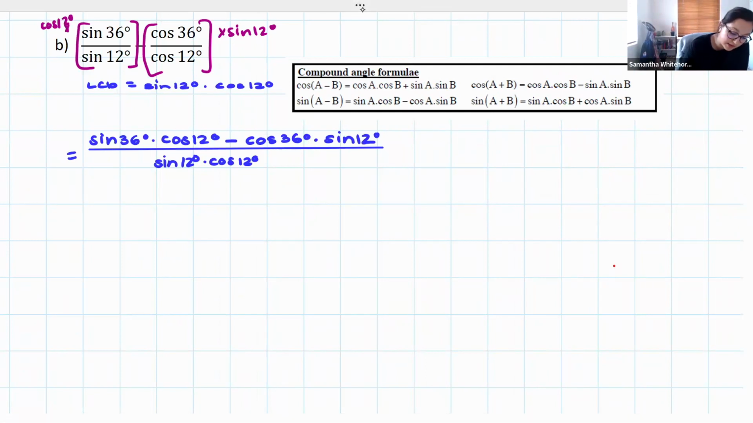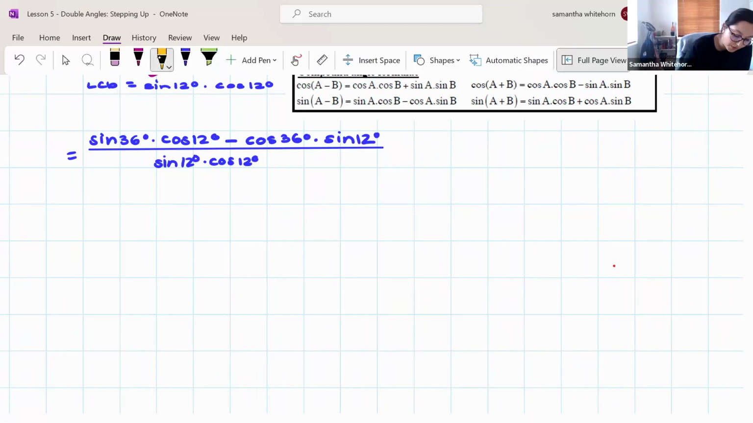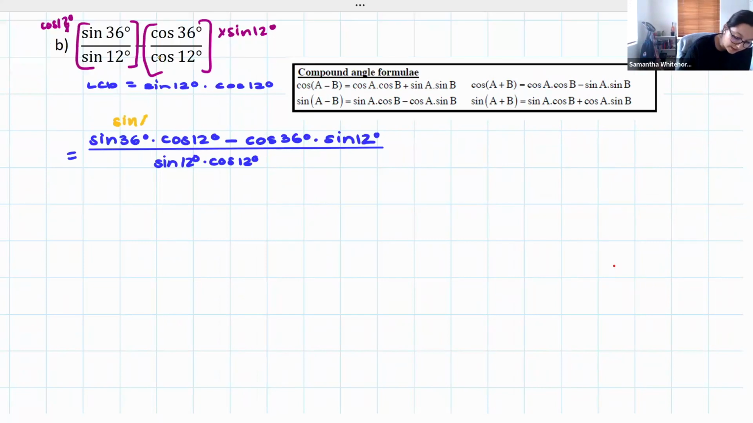So if we were to write this out in accordance with our compound angles, it would be sine A times cos B minus cos A times sine B. Remember, the angles should match up. And if I go and have a look at where that applies, we can see that that is a sine compound angle identity going on there. Because it's a sine compound angle identity, I can apply that formula.